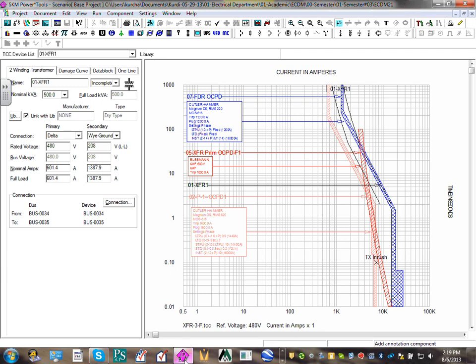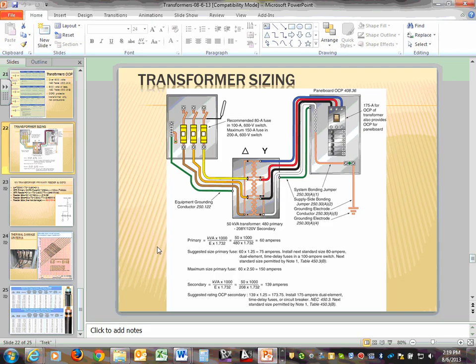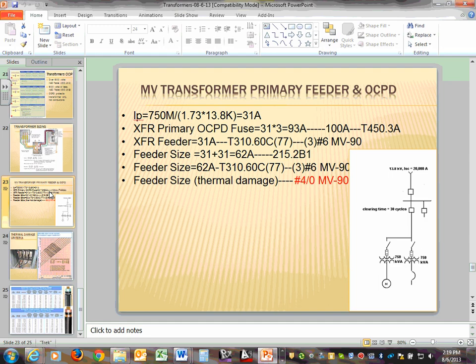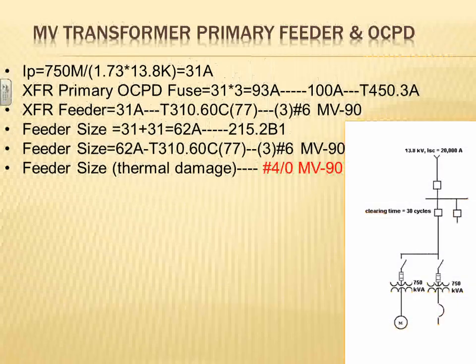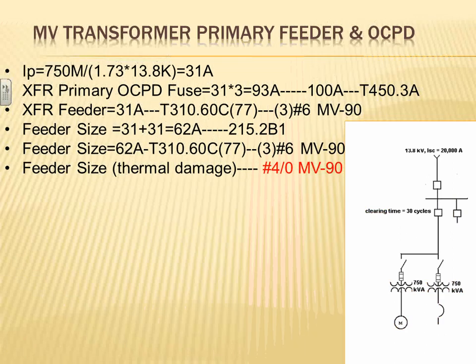I do have one example about medium voltage, so I'm going back to my presentation, the last slide that I had for you. Now, what happens if you have a higher than 600 volt transformer, which very few of you will probably do? I have two transformers here. Each one of them is 750 kVA.